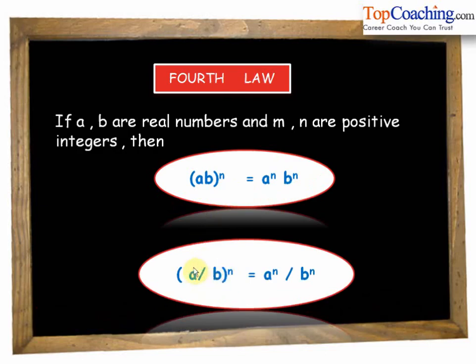Similarly, if we have (a by b) whole to the power of n, then this could be written as a to the power of n divided by b to the power of n. So the fourth law of exponents says that if a and b are real numbers and m and n are positive integers, then (ab) to the power of n could be written as a to the power of n into b to the power of n. And similarly, if we have (a by b) to the power of n, then this could be written as a to the power of n divided by b to the power of n.